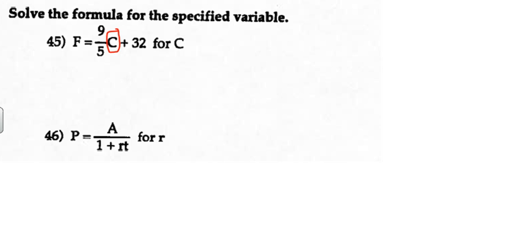I'm going to need to isolate that, so the first thing I want to try to get rid of is the positive 32, and I'm simply going to subtract 32 from both sides of the equation. Then I get f minus 32 is equal to 9/5 c. And I'm almost there. There's my c.